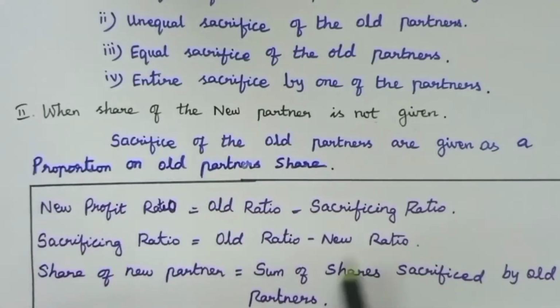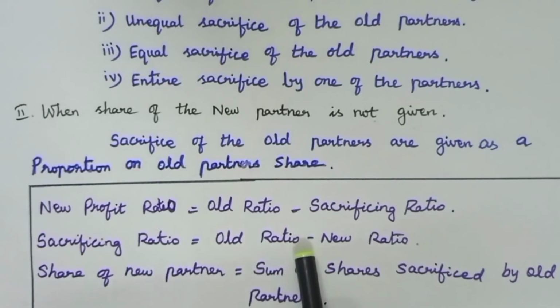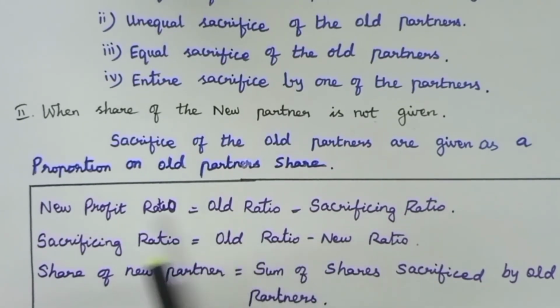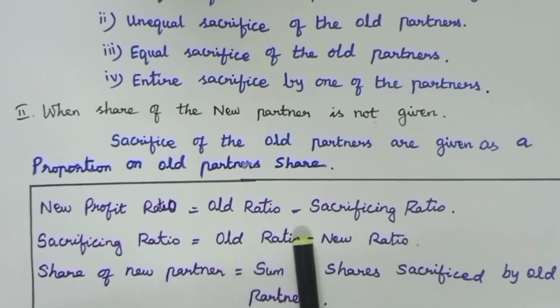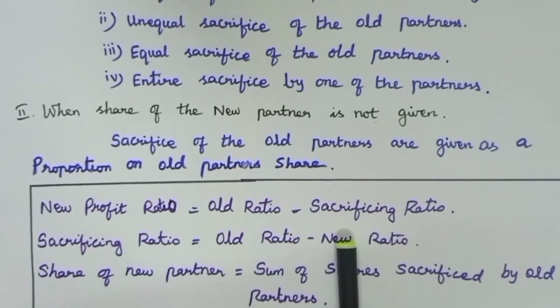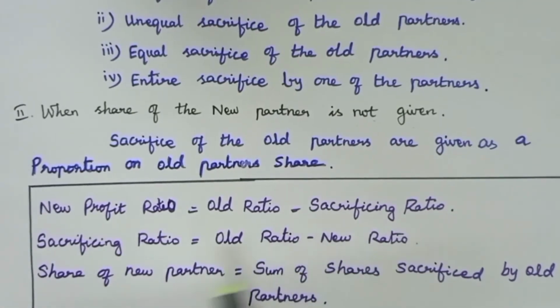These formulas will help you to calculate new profit sharing ratio at the time of admission of new partner. New profit sharing ratio is equal to old ratio minus sacrificing ratio. Sacrificing ratio is equal to old ratio minus new ratio. Share of new partner is equal to sum of shares sacrificed by old partners.